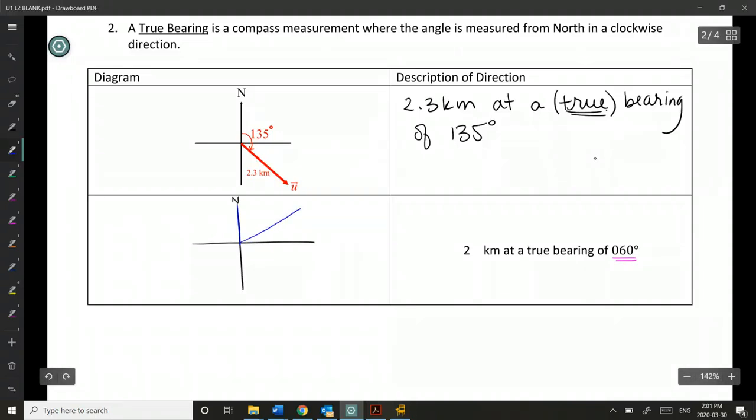Okay, so maybe something like this. And typically, again, we would try to have a scale here. So maybe in this case, 1 centimeter is equivalent to 1 kilometer. And then we would make this line 2 centimeters long. Okay, so we would see 60 degrees there, and we would label this as 2 kilometers. Okay, and we can also create a name for this vector if we want. Let's just say maybe it's vector W, and we could label it vector W.